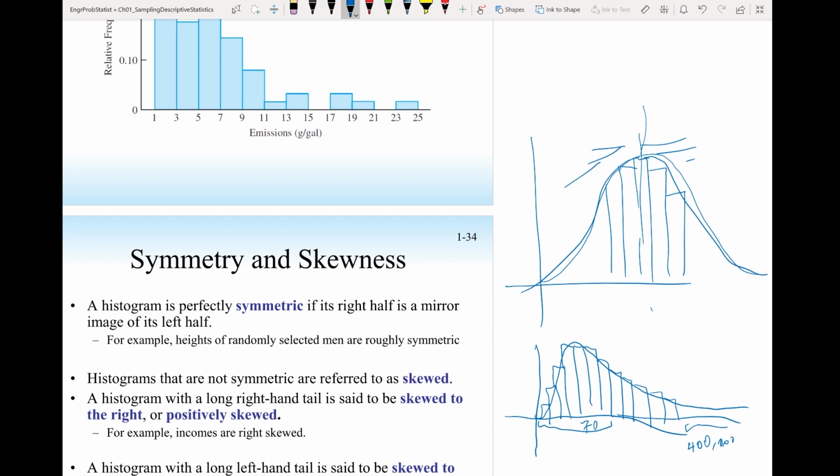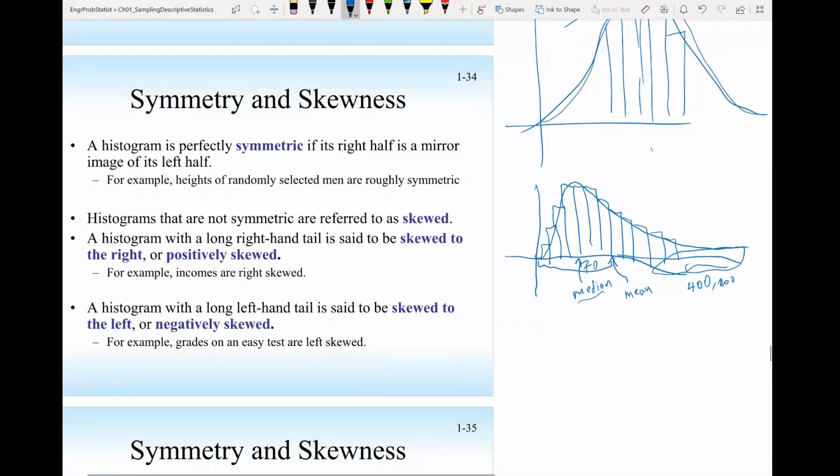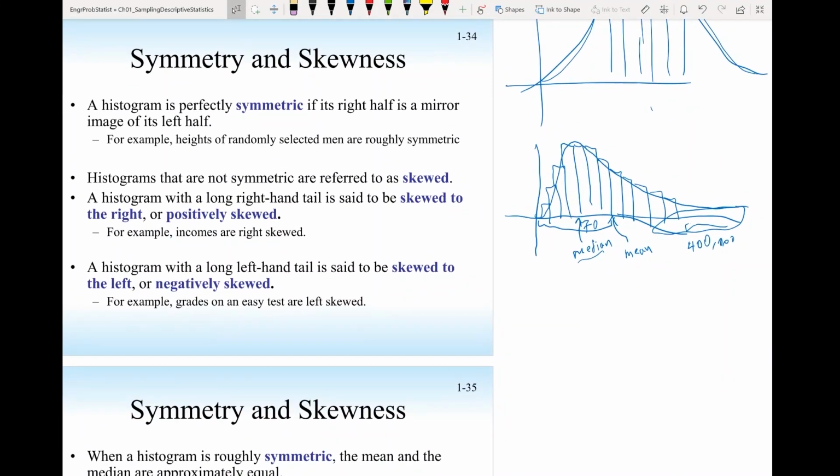And usually for a histogram that is skewed to the right, if I find the median, it will be somewhere around here. And if I want to find the mean, it will usually be larger than the median. Why? Because this large value will cause the mean to be larger than the median. The median, remember, is such that half of the data points are less than the median, and half of the data points are larger than the median. The other scenario is skewed to the left, or negatively skewed, something like this.